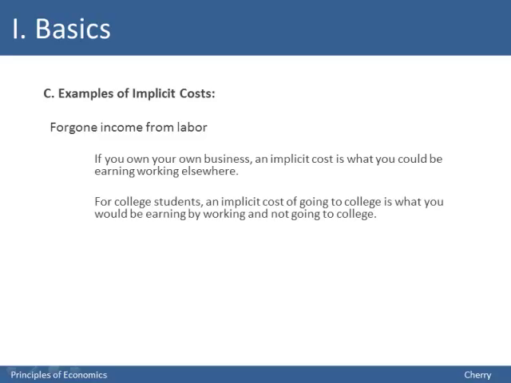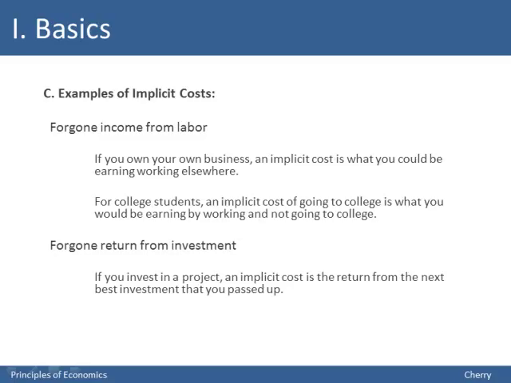For college students, full-time college students that put off getting a full-time job until after graduation, their implicit cost of going to college is their foregone income that they would have earned during those years of college. So the explicit cost might be tuition, room, and board, but there's an implicit cost of what you gave up in terms of income and also experience.